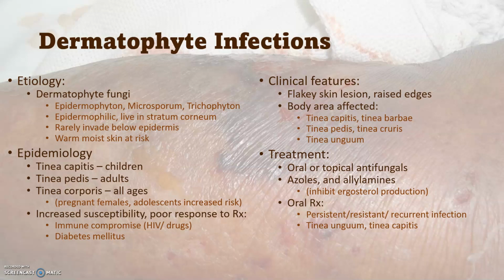So the name of the condition varies a little bit with the area affected. Treatment can be oral or topical, and the drugs used are azoles and allylamines, and you actually need to go and look up the pharmacology of those two groups of drugs and the common drugs used. Oral treatment is reserved for those with persistent, resistant, or recurrent infections, but is the first-line treatment specifically for tinea unguium and tinea capitis.